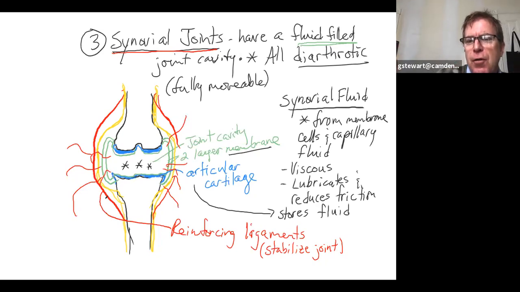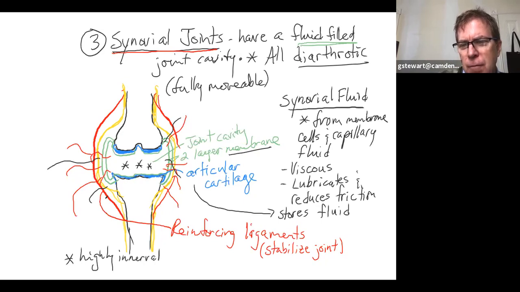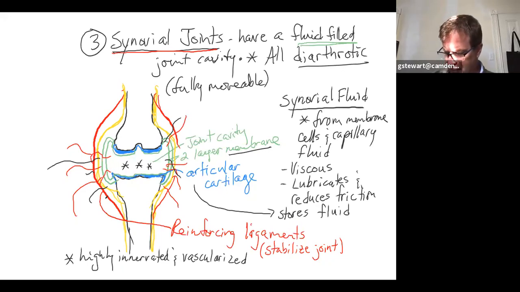Your book describes nerves and blood vessels. The only thing that I want you to remember is these synovial joints are highly innervated and vascularized. That just means they have lots of nerves and vessels. There's different types of receptors. There's pain receptors in here. There's also proprioceptors, which are joint position receptors. So highly innervated and vascularized. Fibrous joints are not quite as vascularized.